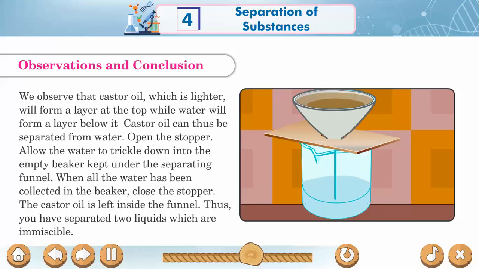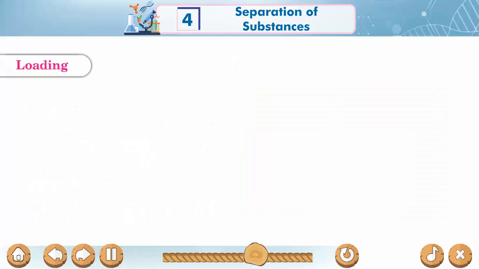Open the stopper. Allow the water to trickle down into the empty beaker kept under the separating funnel. When all the water has been collected in the beaker, close the stopper. The castor oil is left inside the funnel. Thus, you have separated two liquids which are immiscible.